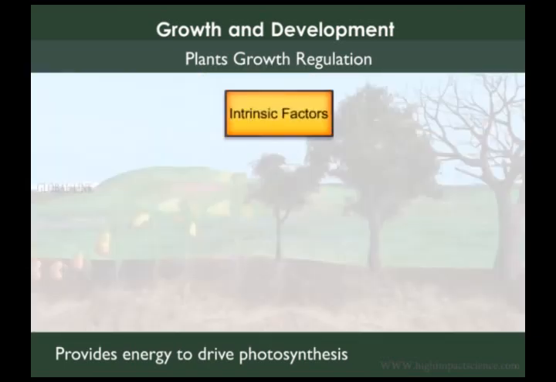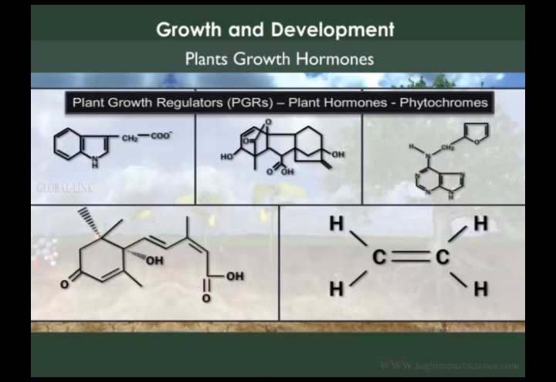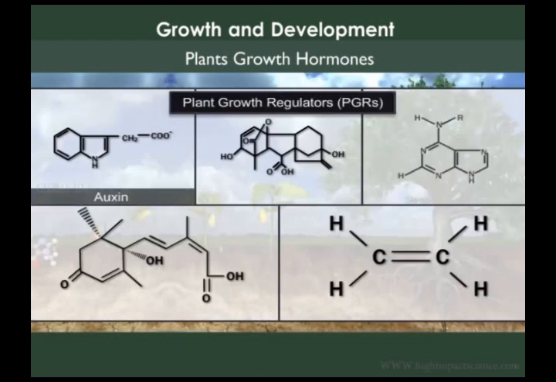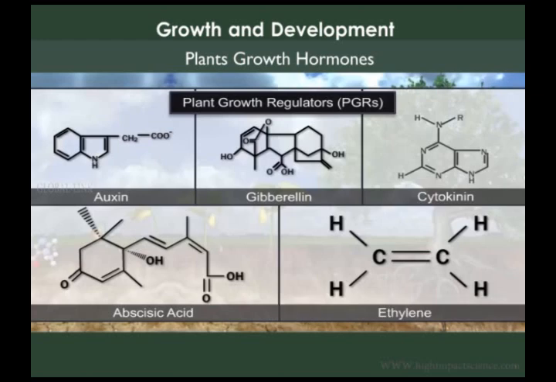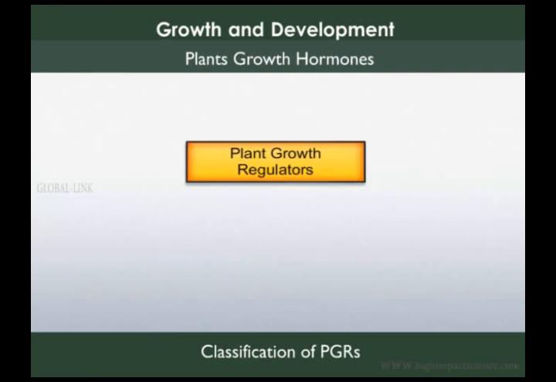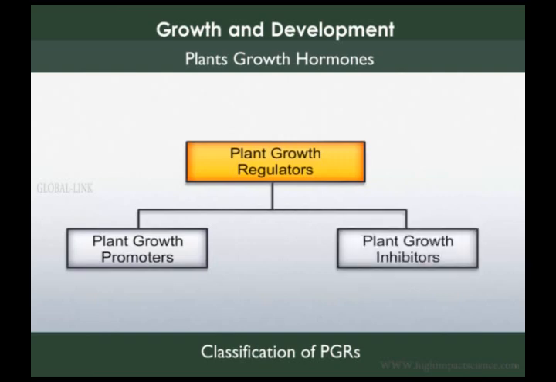Intrinsic factors include plant growth regulators called PGR. These regulators are chemical compounds and are also called plant hormones or phytohormones. They include auxins, gibberellins, cytokinin, abscisic acid, and ethylene. They are divided into two groups: plant growth promoters and plant growth inhibitors.